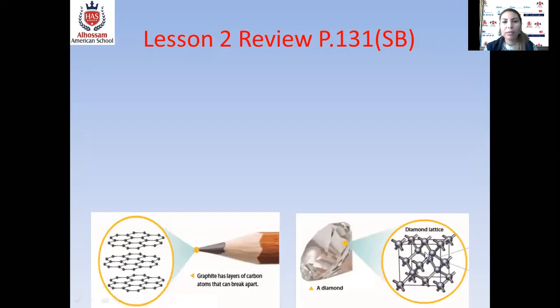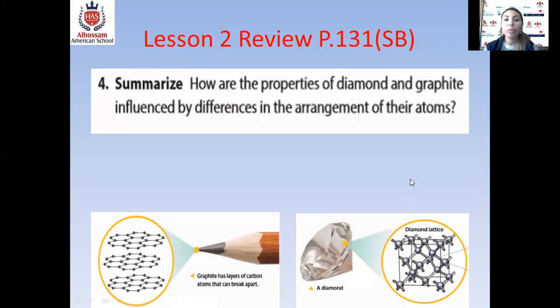Okay, let's continue. Number 4, summarize. How are the properties of a diamond and graphite influenced by differences in the arrangement of their atoms? How are the properties of diamond and graphite different while they both contain the same atom? Graphite is from carbon, diamond is from carbon, but why are they different? Okay, concerning the arrangement of their atoms. Who knows?